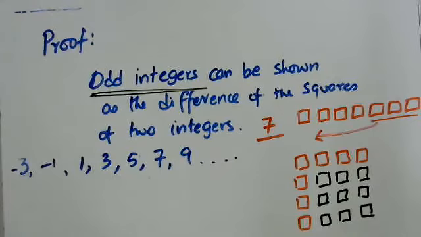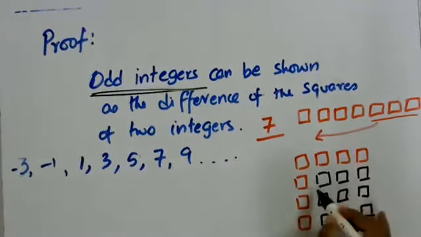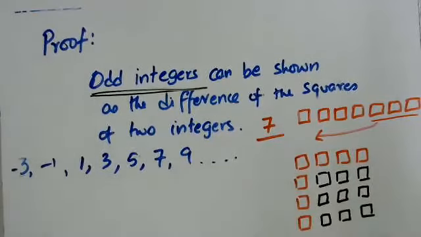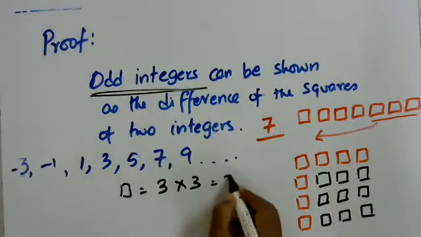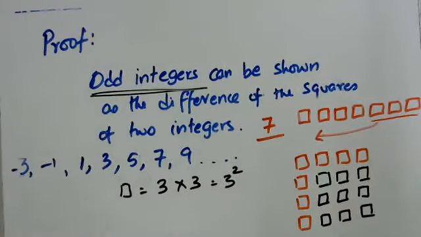Sir, 3.5 and 3 squared. Sir, I can see the two squares. One is the square that is formed by the black blocks, which is 3 times 3. So the black blocks are 3 times 3. So therefore, that is 3 square. Can you see another square? Yes, sir. 4 by 4.